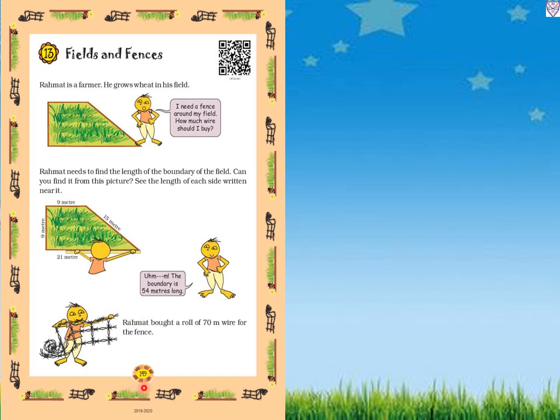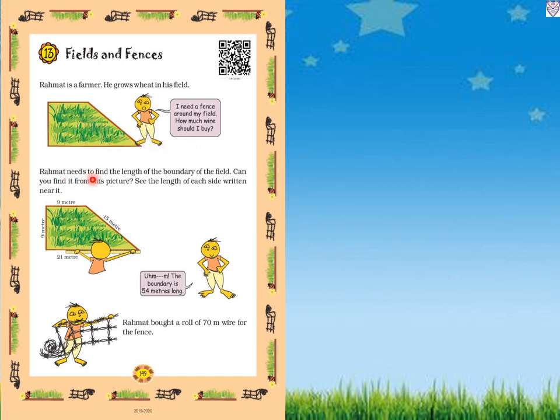Page number 149, chapter number 13, Fields and Fancies. Rahmat is a farmer. He grows wheat in his field. "I need a fence around my field. How much wire should I buy?" So he wants to make a fence around his field, and he is asking how much wire he needs to buy.